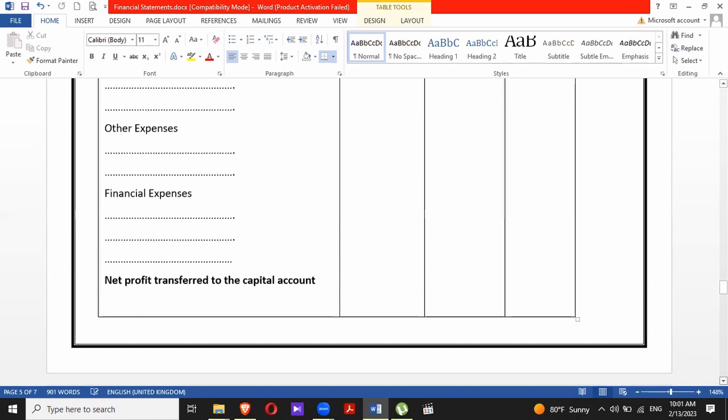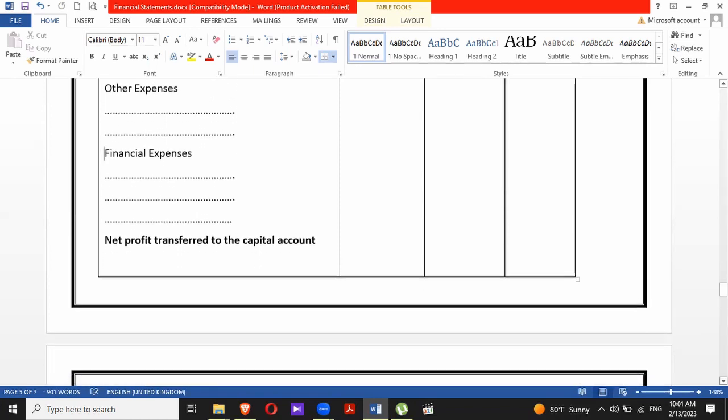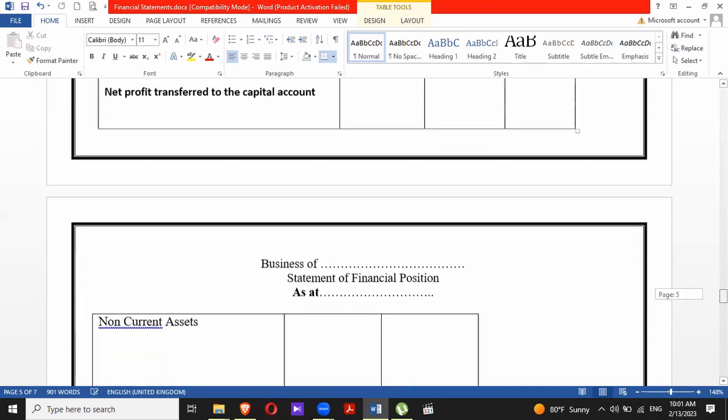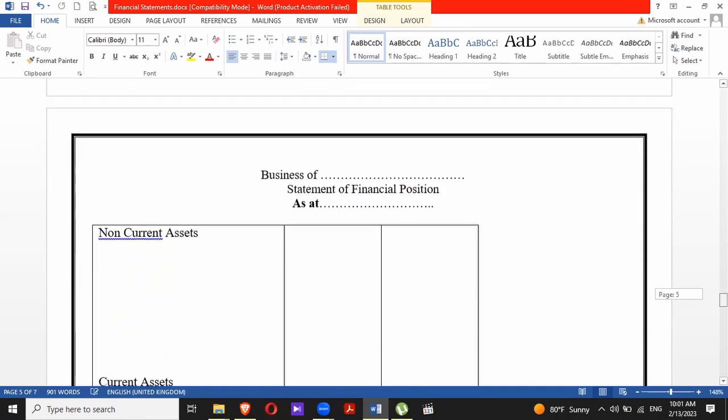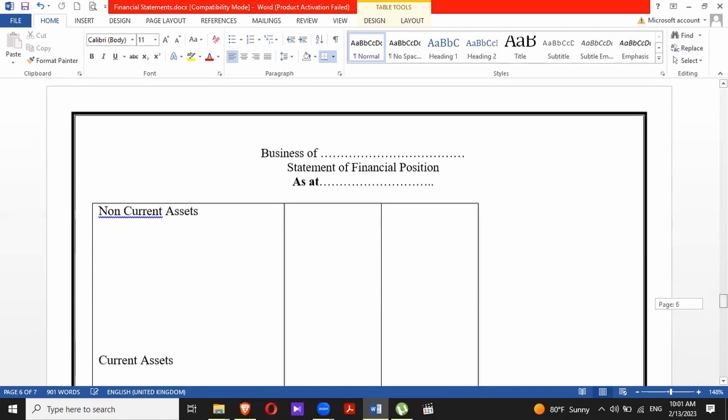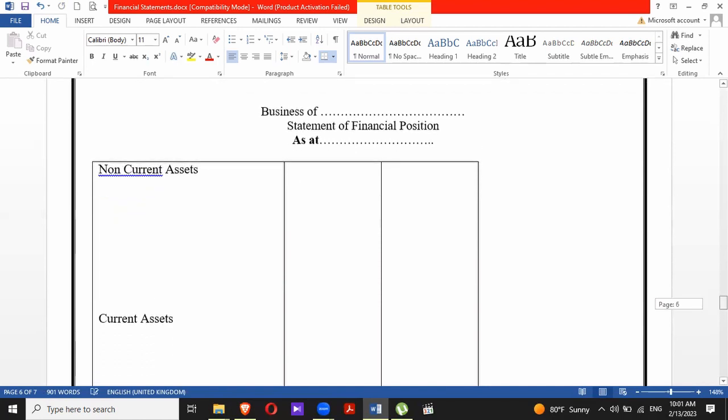After that, finally, net profit transferred to capital account. This is the basic structure you have to prepare. Then we'll move to the statement of financial position. Both structures you have to prepare at once.